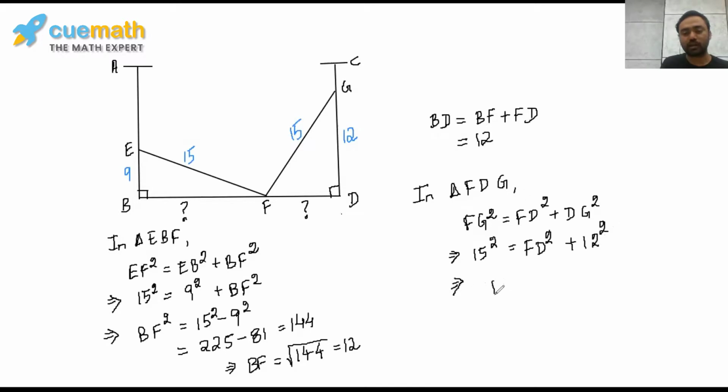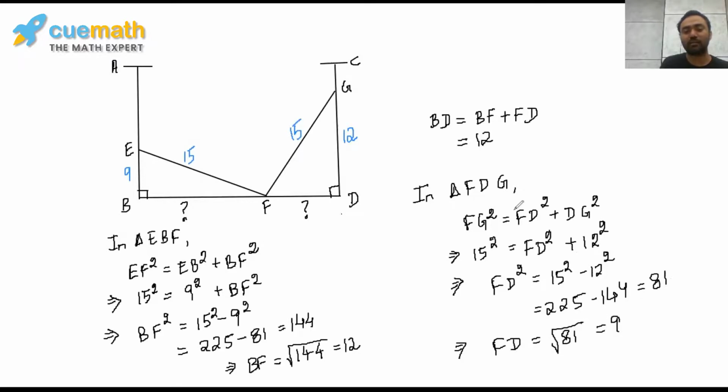Eventually we are going to get FD square equals 15 square minus 12 square, which results in 225 minus 144, and this is 81. So if FD square is 81, FD would be the square root of 81, which becomes 9. Let me substitute that here as well. So 12 plus 9 gives us 21 units, which is the width of the road.